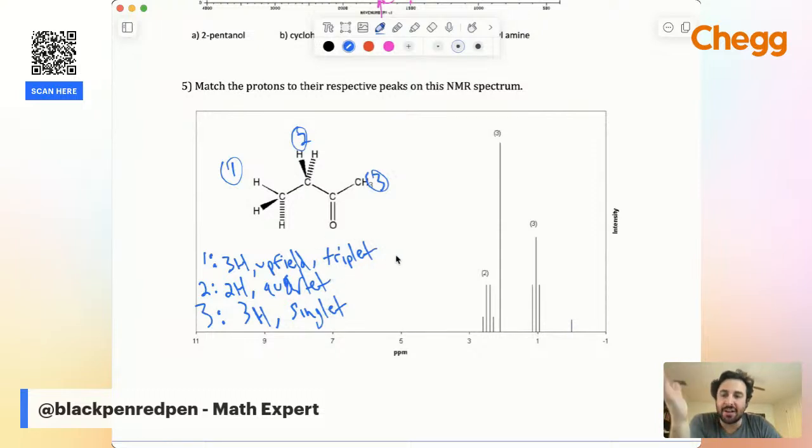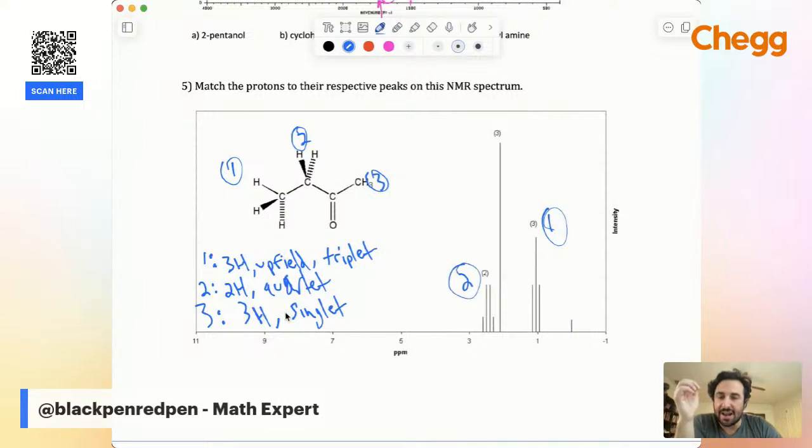So now we're ready to do our assignments. Do we have a 3H upfield triplet? Yes, we do. This one is integrated to 3. It is the most upfield, and it is clearly a triplet, so that is peak 1. Then do we have a 2H quartet? Remember, we didn't know where the chemical shift might put it, but it turns out that being a 2H quartet is more than enough information to make the assignment. Here is a 2H quartet right here. As it turned out, it was slightly more downfield, slightly more deshielded than the other peak, but that's okay. We're going to call it 2.